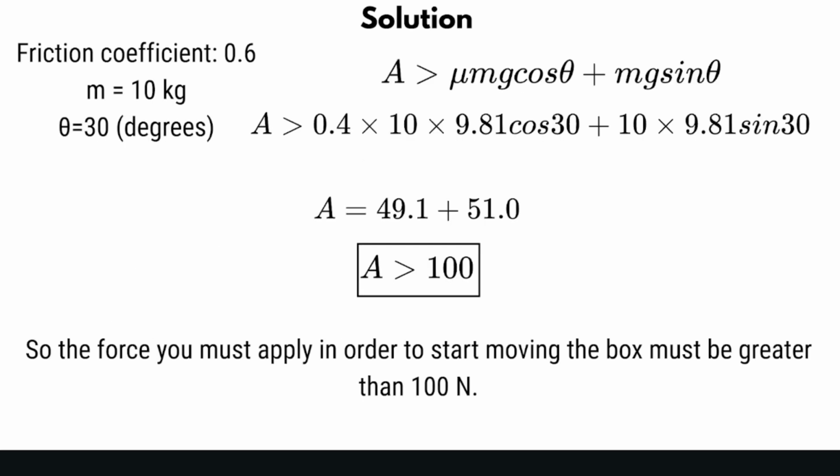Okay, so we know our friction coefficient is 0.6, our mass is 10 kilograms, and the angle is 30 degrees, right? If we substitute in those values, the applied force is going to be greater than 0.6 times 10 times 9.81 times cosine 30 plus 10 times 9.81 times sine 30. If you plug all that into your calculator, you end up getting 100. That means the applied force you have to apply is going to be greater than 100 newtons. If you apply more than 100 newtons of force, you're going to start moving the box on the ramp.